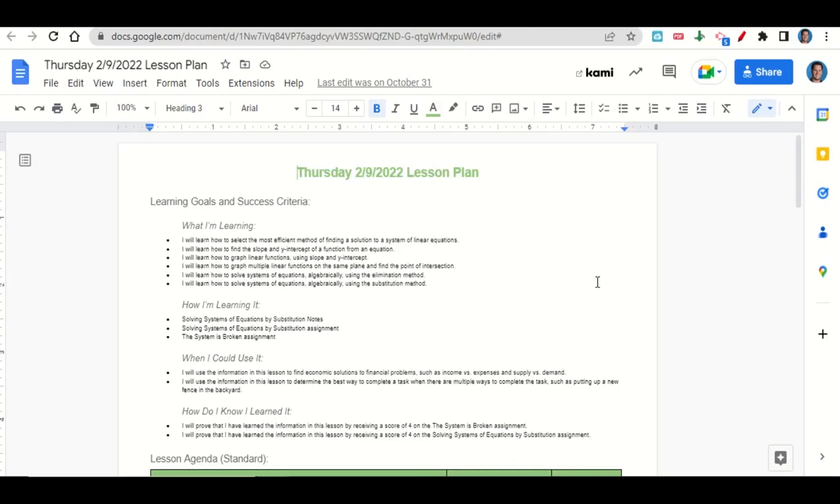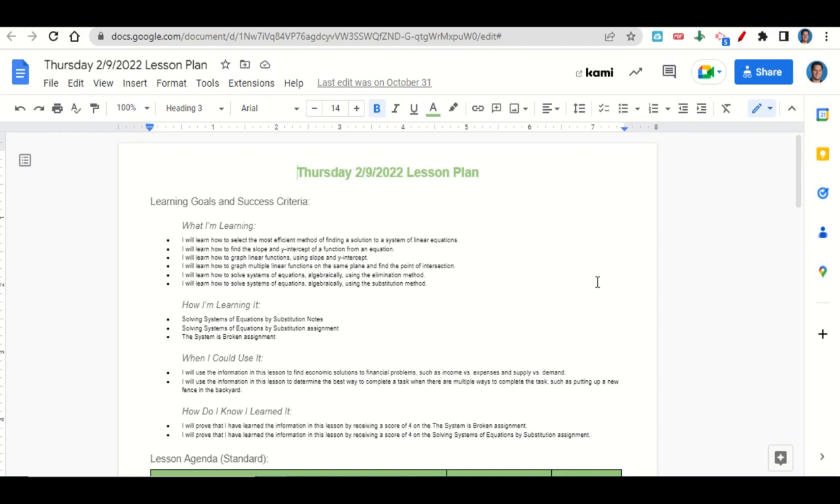We're learning how to select the most efficient method of finding a solution to a system of linear equations, how to find the slope and y-intercept of a function from an equation, how to graph linear functions using slope and y-intercept, how to graph multiple linear functions on the same plane and find the point of intersection, how to solve systems of equations algebraically using the elimination method, and how to solve systems of equations algebraically using the substitution method.